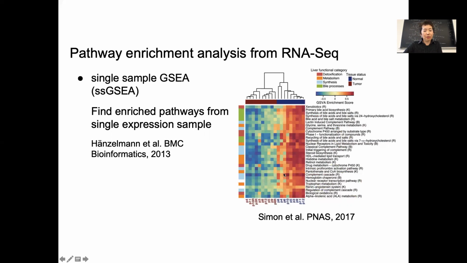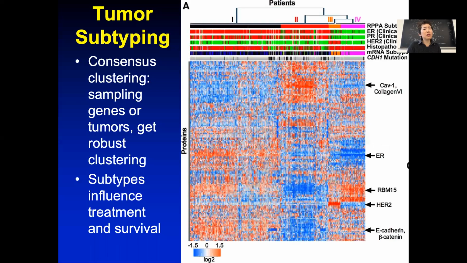One class have really high signatures of a number of these gene signatures. The other is kind of low. Okay, so you can run on a single sample the gene set enrichment to see whether some pathways are enriched. Right, and probably the most important thing is to do tumor subtyping with expression.